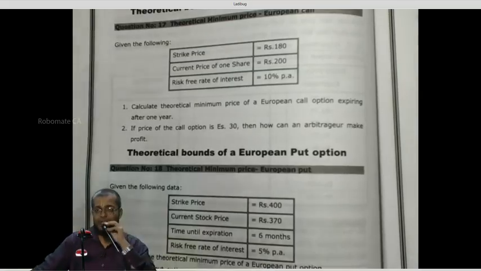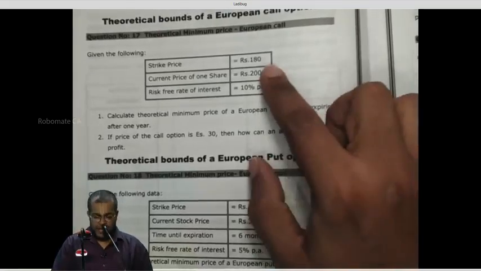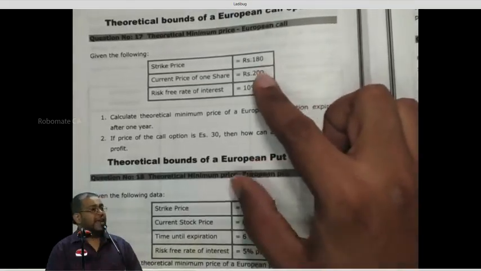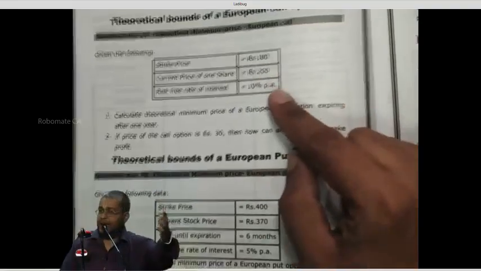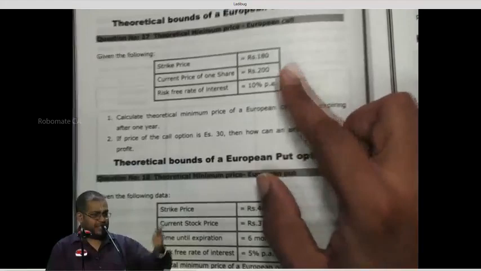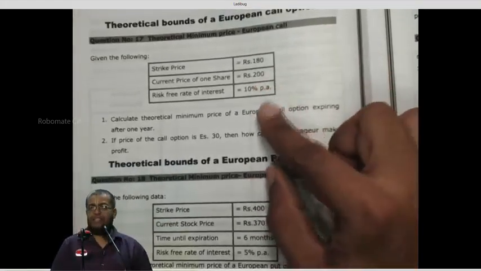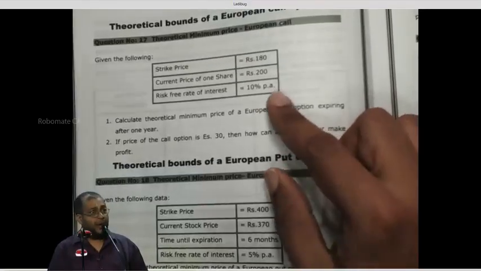The formula is spot price minus present value of strike price. Very simple. Spot price is 200 minus present value of 180. The strike price is going to be paid only after 1 year, so I have to discount it. When discounting 180, I should discount at 10% for 1 year.